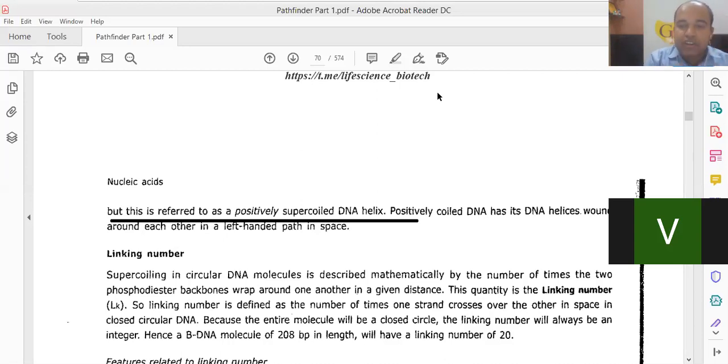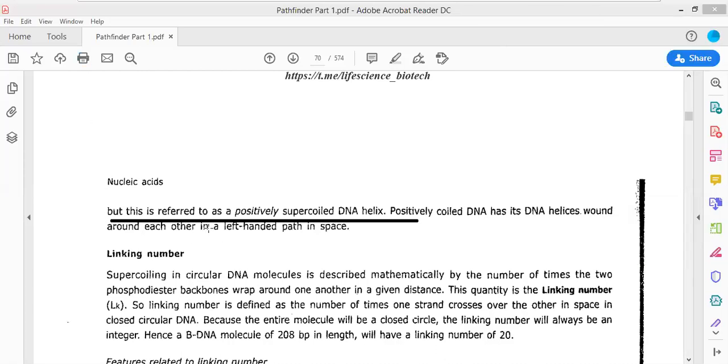DNA is said to be relaxed when the linking number of the DNA is equivalent to the Lk naught, the standard linking number. Okay, good, Shreya, you're answering well. Now moving forward, just close the video so that we can focus on the theory part.